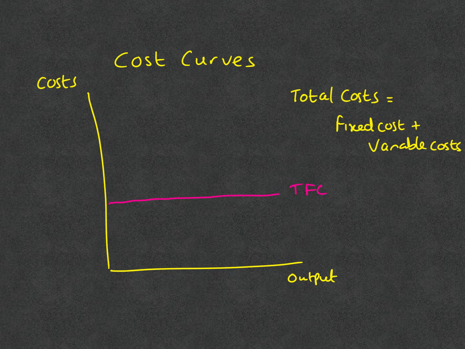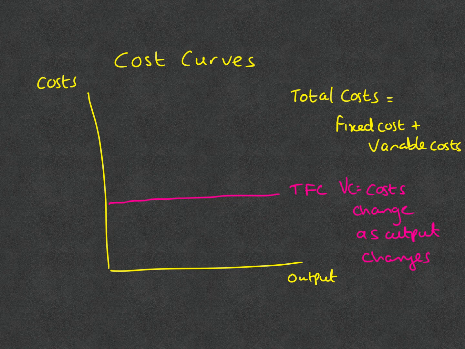Then we have our total variable cost. Now, variable costs are costs that do change as output changes. So again, the fixed cost doesn't change with output, but variable costs do change with output.